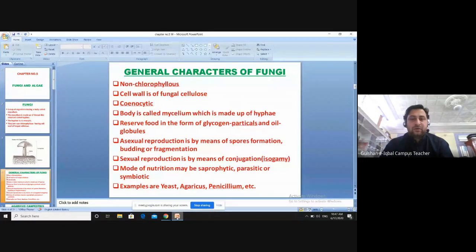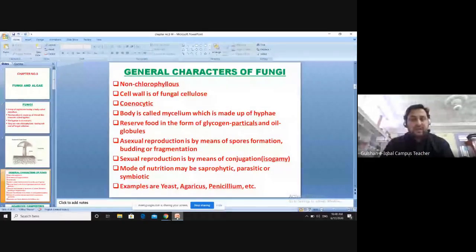Either they may be saprophytic. You have studied saprophytic in bacteria, that they will depend upon dead organic matter. Either they will be parasitic, that you also studied in bacteria, that they will live on their host body, and in return they will give harm to their host body. Or they may be symbiotic. Symbiotic means that they will form a relationship with another organism where they both will benefit each other and no one will get harmed. These three kinds of nutrition can be found in fungus. It can be saprophytic, parasitic, or symbiotic. These are the different modes of nutrition in fungi.